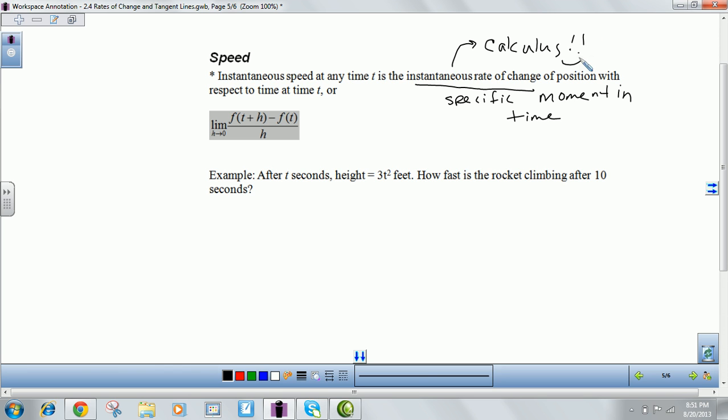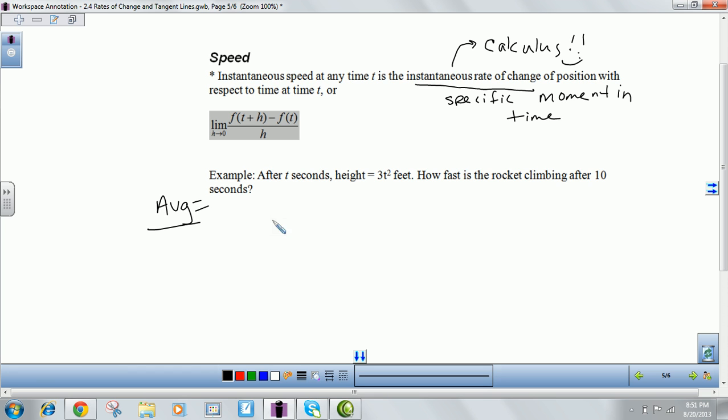So let's try this. After t seconds, you've done this a lot of times in algebra. So something's falling, and its given height is 3t squared feet. How fast is the rocket climbing after 10 seconds? Well, if we find the slope on this graph at 10 seconds, it's going to give us how fast it's falling. So first of all, let's find the average, just for kicks and giggles.